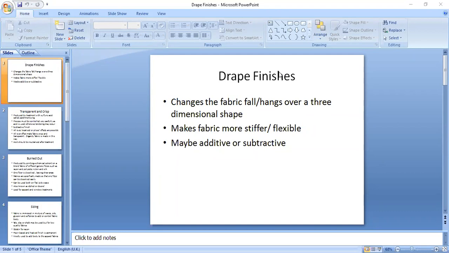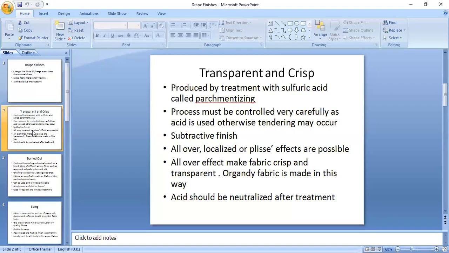Most commonly used drape finishes are transparent and crisp finishes, burnt out effects, sizing or starching, and weighting. These are commonly used drape finishes. Transparent and crisp finishes. Transparent or crisp, or the parchment effect. This is called parchment also.